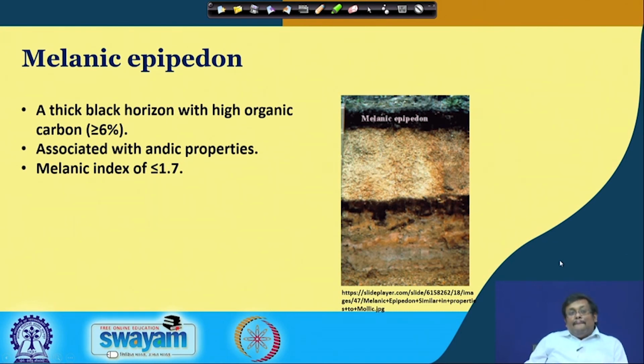The next one is called melanic epipedon, and melanic epipedon is a thick black horizon with high organic carbon, which is greater than 6%. It is generally found in Andic soil, generally associated with Andic properties, that means in volcanic regions or volcanic soils, you will see that. So, this is called melanic epipedon.